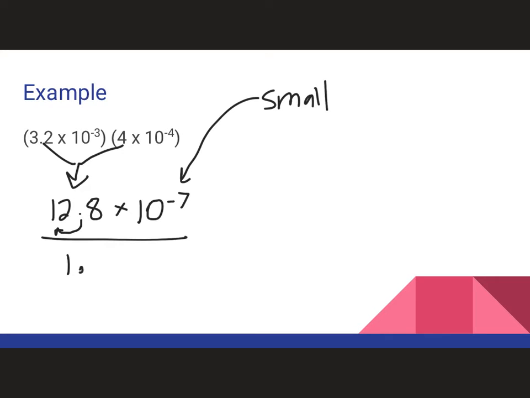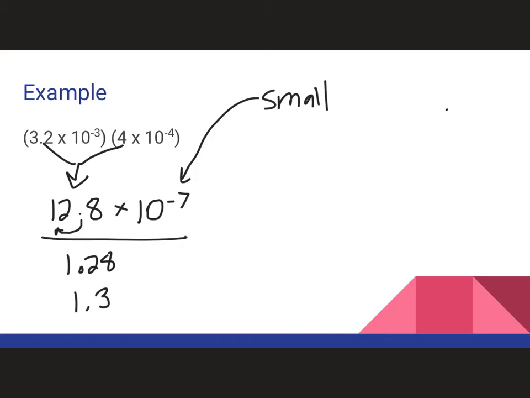Okay, so that's going to get me the number 1.28, which I'm then going to round, right? I want to round this to 1.3. But my problem is I can't just change the number because that changes the answer, right? I just went from 12.8 to 1.28. That changes my answer by a lot.